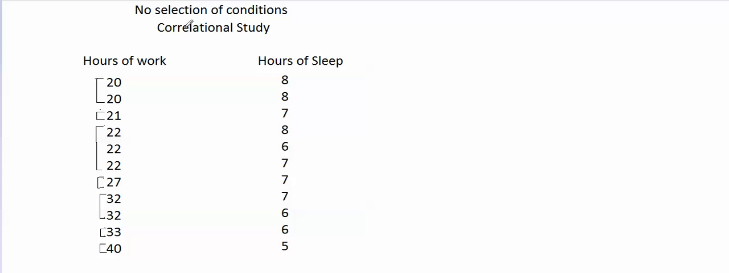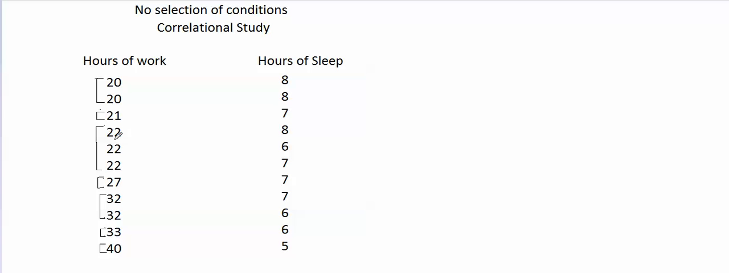But in this correlational study here, I didn't select my conditions. In other words, I didn't decide to compare these 7 specific hours of work. I didn't know that I was going to get 2 participants who work 20 hours per week. I didn't know I was going to get a person who works 20 hours per week. I didn't know ahead of time that any of these numbers would actually appear in my data.